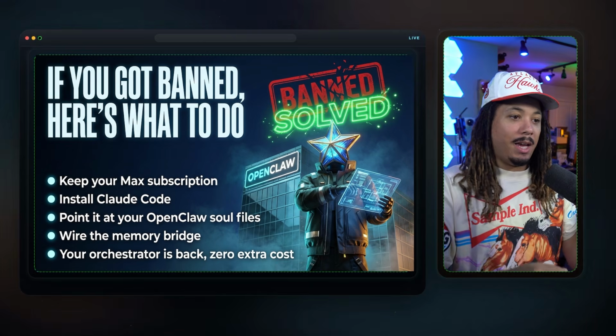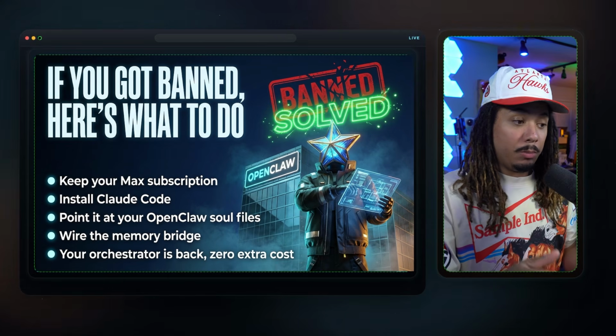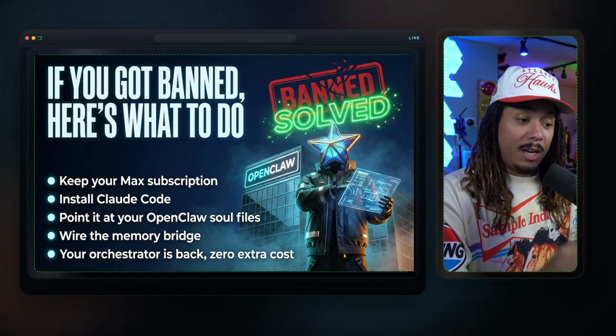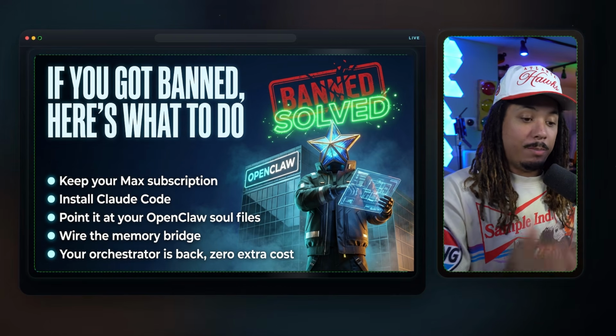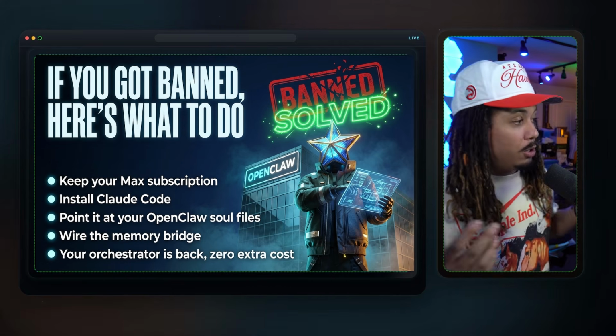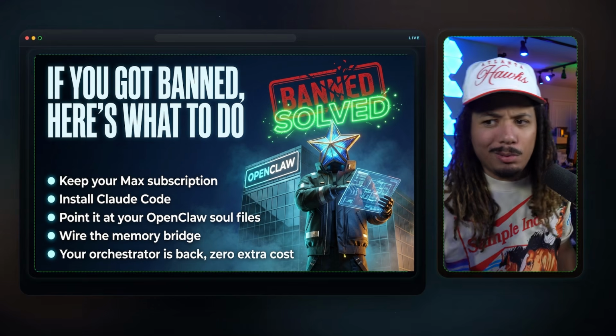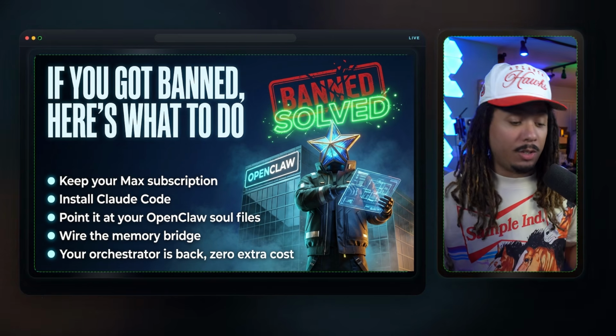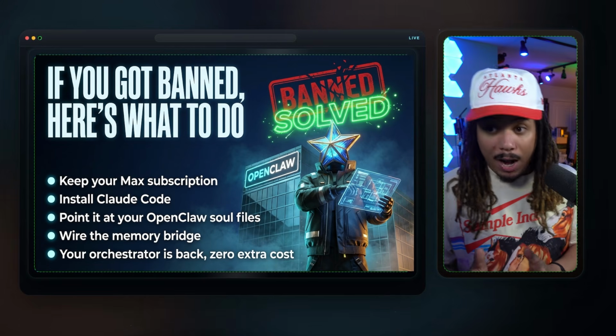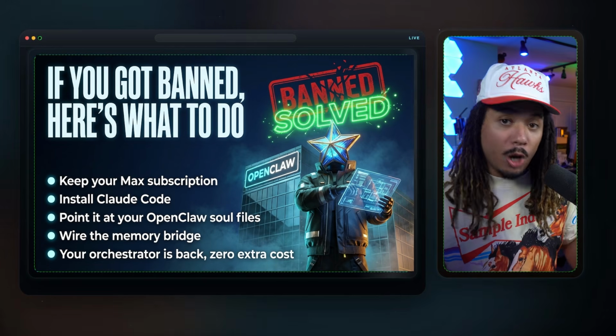Now, if you got banned, here's what to do. Keep your Mac subscription, install Claude Code, point it at your OpenClaw soul files, wire the memory bridge. Your orchestrator is back, zero extra cost. So maybe what I'm saying right now is just like, bro, that's obvious, but I don't want to use Claude Code. Well, then if that's the case, then I totally understand. But what I got going on right now, I don't notice a difference.